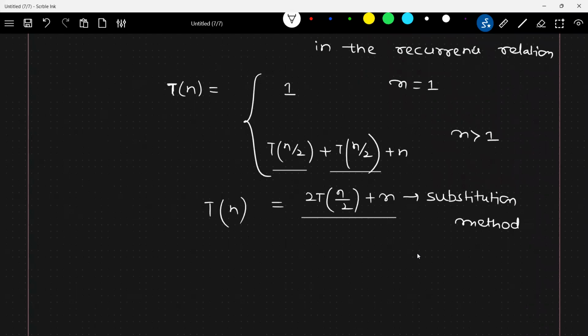T of n is equal to 2T of n by 2 plus n. Can you guys solve it and give me the answer? What is the answer you guys are getting? Let's see who will give me the correct answer.